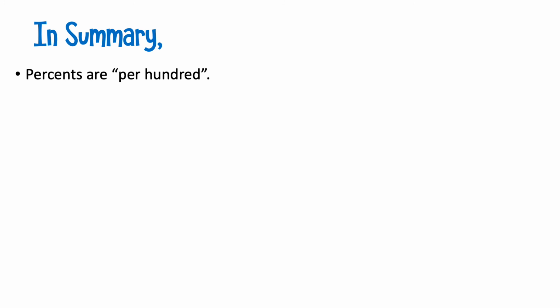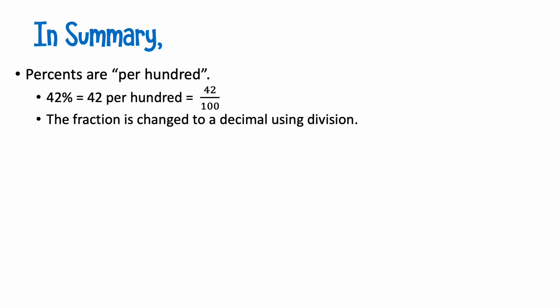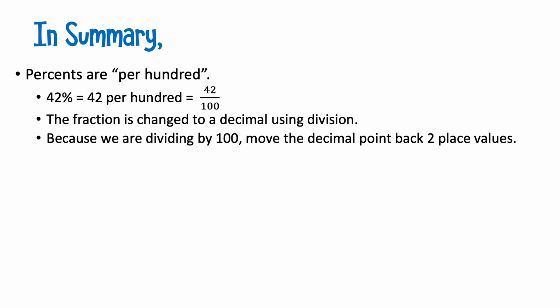In summary, percents are per hundred. 42% is 42 per 100, or 42 hundredths. The fraction is changed to a decimal using division. Because we are dividing by 100, we move the decimal point back 2 places. 42% equals 42 100ths, or 0.42.